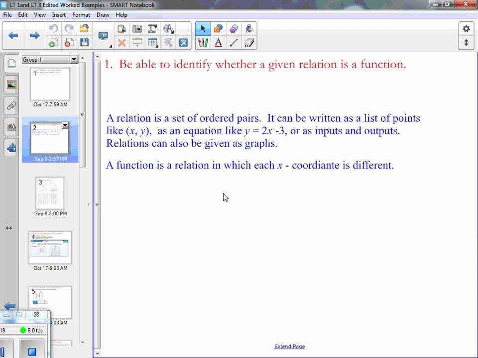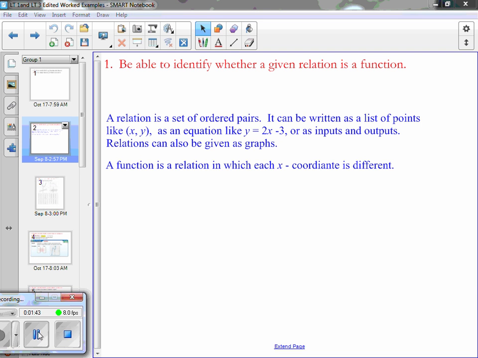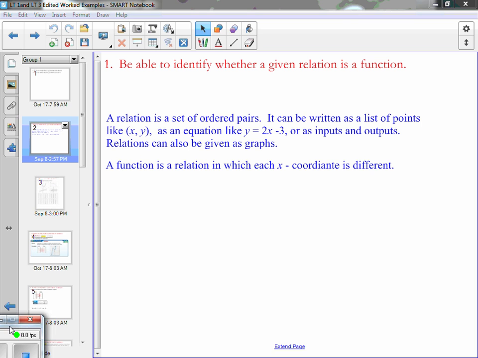And in my least favorite way, even though books love it, they can be written as inputs and outputs, where there'll just be a list, inputs, and then usually an arrow going to outputs. And they can also be given to you as a graph. We're familiar with graphing. All these things are relations.